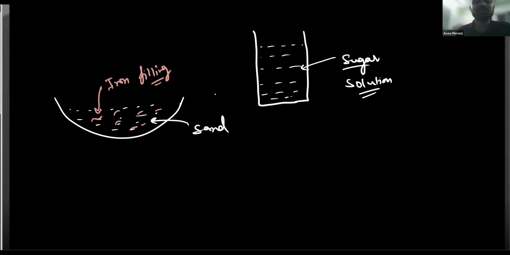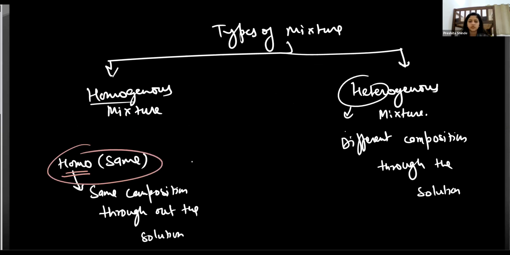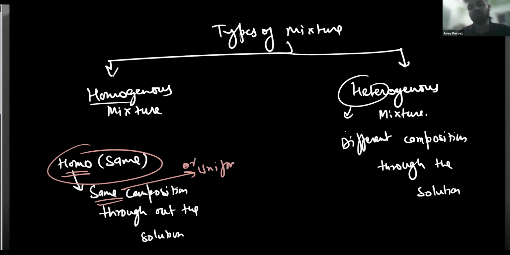So now we have divided mixtures into homogeneous and heterogeneous. Now you understood the difference between homo and hetero. Homo means same composition, or uniform composition. Similarly, heterogeneous mixtures mean non-uniform composition. Very good. So everybody in the class understood? Heterogeneous is going to have non-uniform composition.